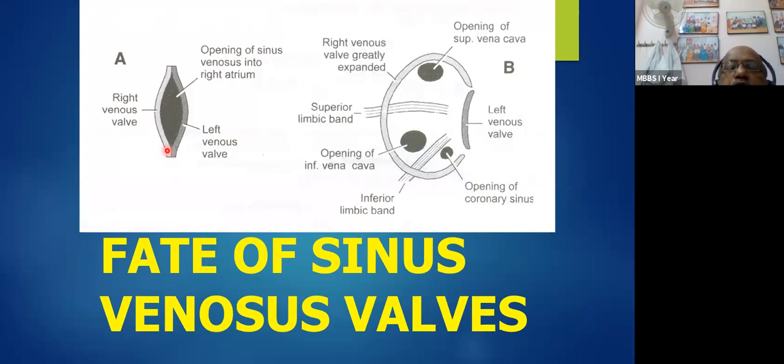Important for MCQ: the left venous valve completely fuses with the interatrial septum. The right venous valve expands due to the expansion of the right horn of the sinus venosus to form the crista terminalis, the valve of the IVC, and the valve of the coronary sinus. That is the fate of the right and left venous valves.